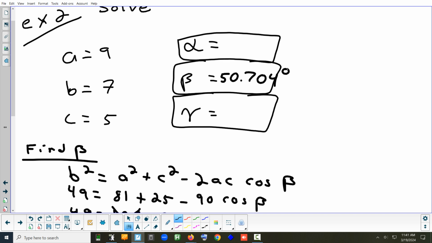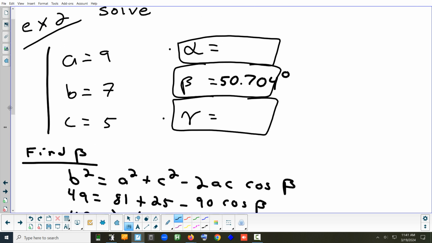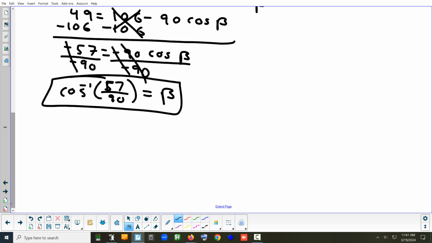Now, you would have to do law of cosines one more time to either get alpha or gamma. It doesn't matter which one, because you're not going to use this 50.704 at all. You don't need that. You just need the three sides. Does anyone want me to go through the same steps again for alpha or gamma? Alpha? Okay, you can do alpha.